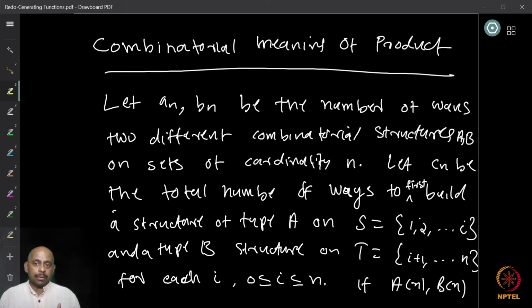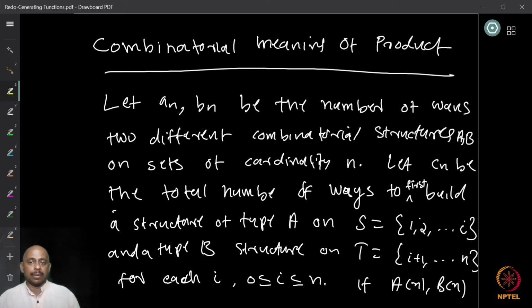Now, we define Cn to be the total number of ways. Okay. So given an n-element set, let me take, let us say that you have this set 1 to n, right?